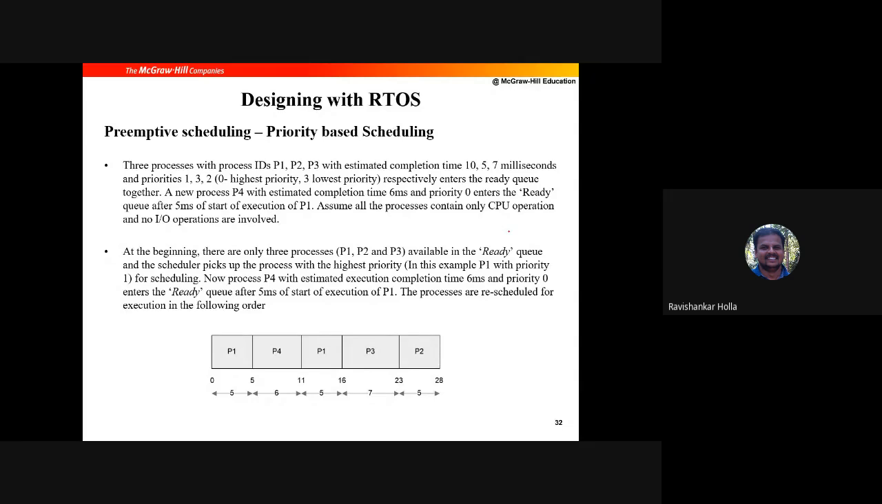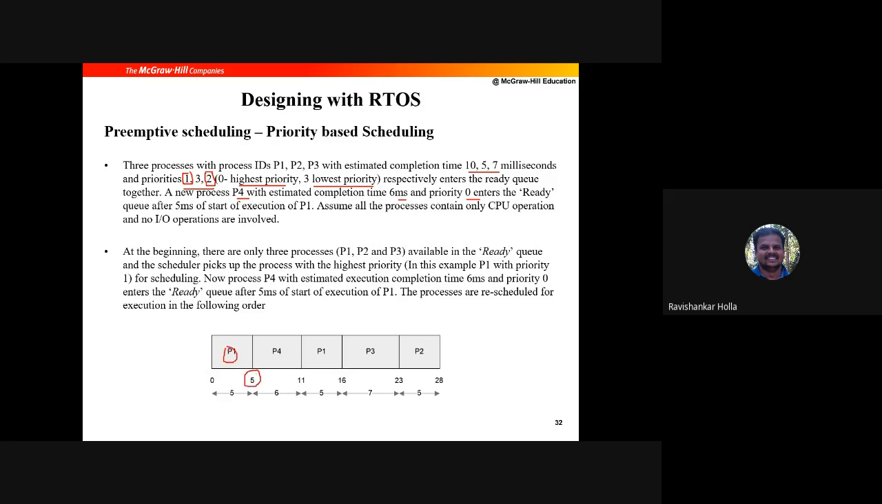So there is no need for me to read it again. But initially, see, 10, 5, 7 again. The three priorities are 1, 3, 2, with 0 being the highest priority and 3 being the lowest priority. That means P1 has the highest priority, P3 has the second priority, and P2 has the third priority. And we'll assume that P4, with an estimated completion time of 6 milliseconds and higher priority than P1, comes. So what happens? Initially P4 isn't there, so P1 is getting executed until the fifth millisecond.